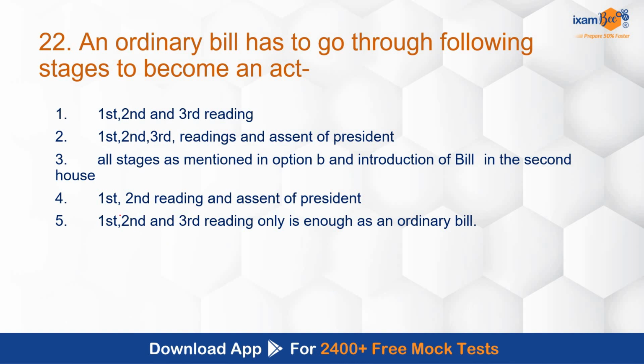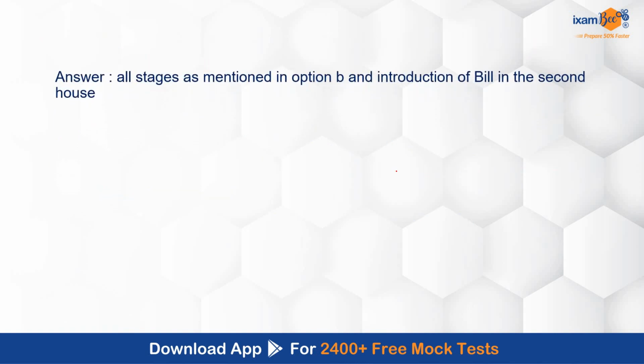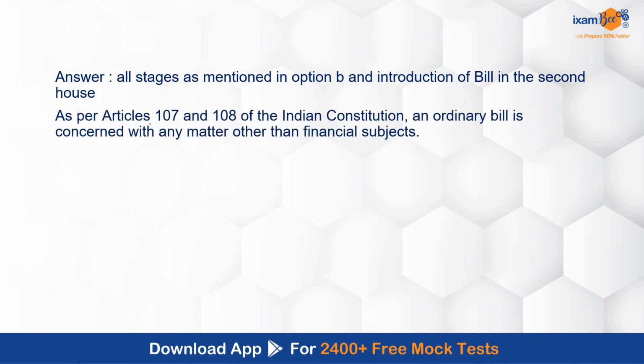The correct answer here is 3. Actually, it's first, second and third reading, then introduction of bill in the second house and then assent of the President. So the correct answer over here is 3. All the stages which are mentioned in option B, an introduction of bill in the second house. This entirely is given as per Article 107 and 108 of the Indian Constitution.